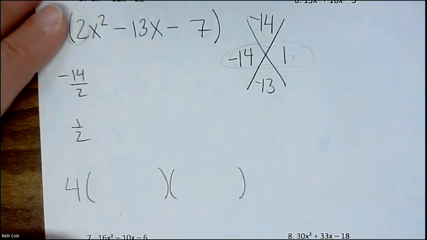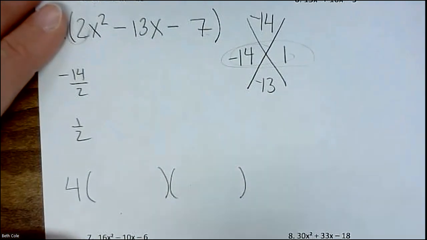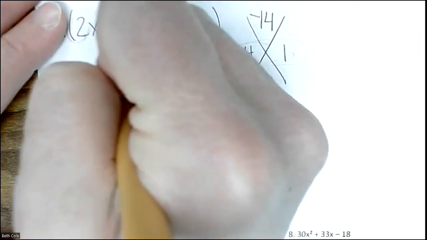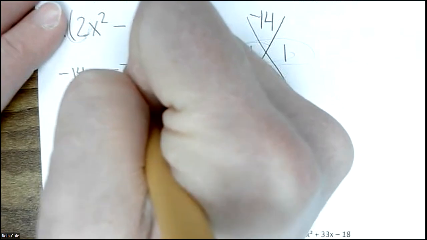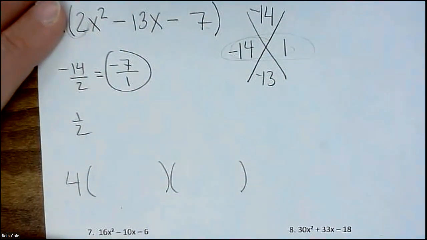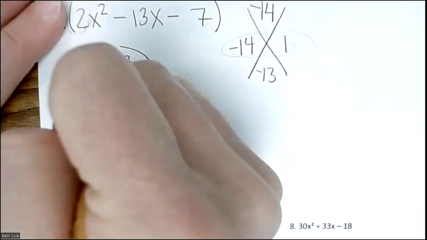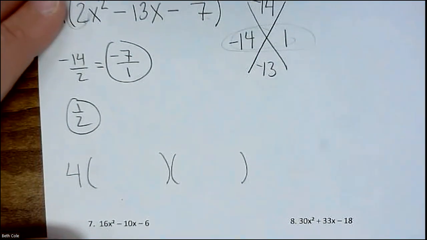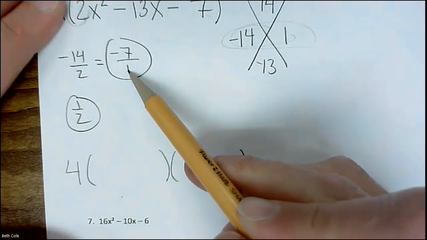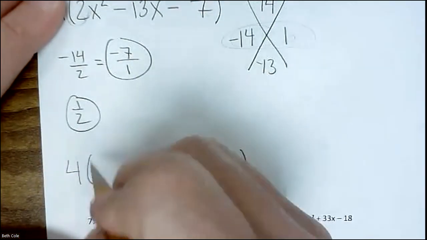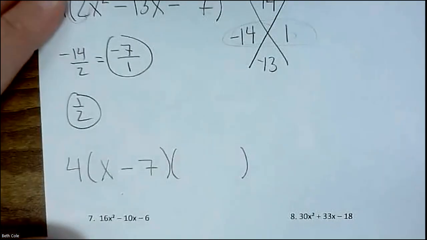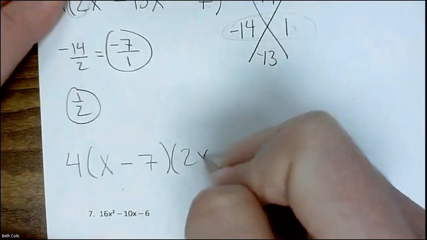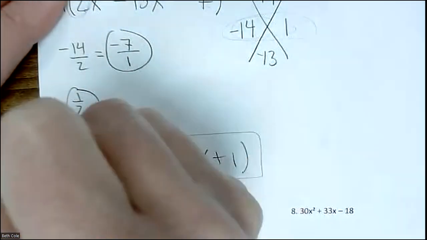And then you reduce them. So what would -14 over 2 give you? It's -7 over 1. And you want to leave the 1 in there. And then this one. Okay, cool. And then this one will give you 1x minus 7. And then what will this one give you? 2x plus 1. Very process driven.